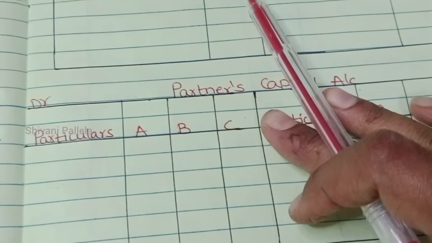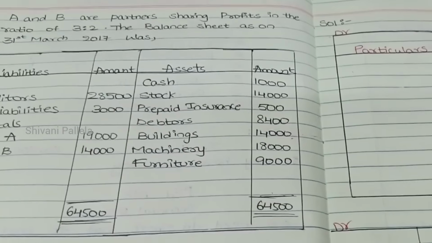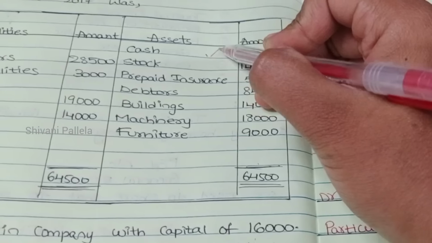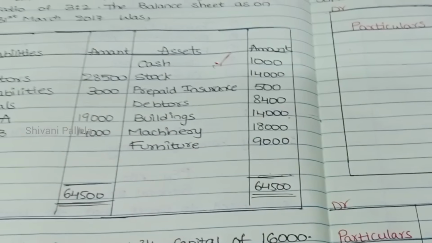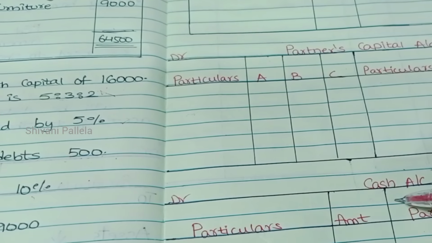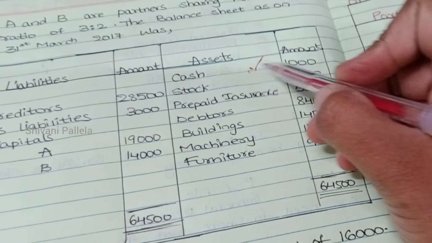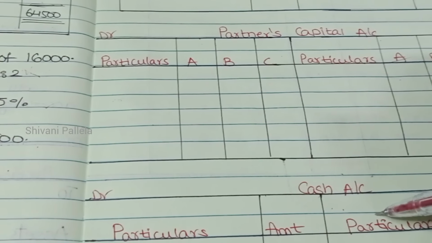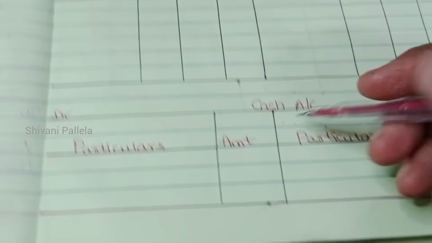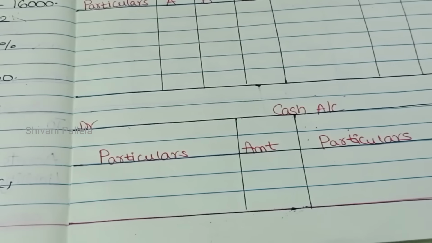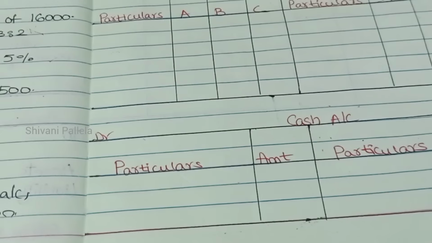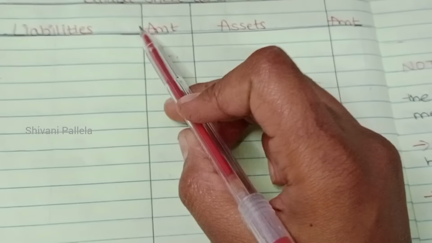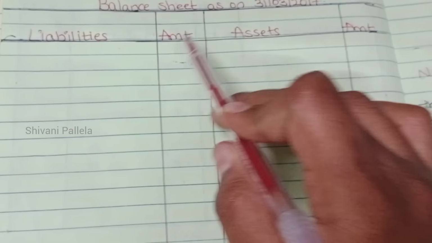Okay students, so next in the question, here they have given cash. So we need to prepare a cash account. If it is provided like bank, then we need to prepare a bank account here. We need to give the bank account also. Debit, credit, particulars, amount. Okay, and next, balance sheet. Balance sheet as on, liabilities, amount, assets, amount.